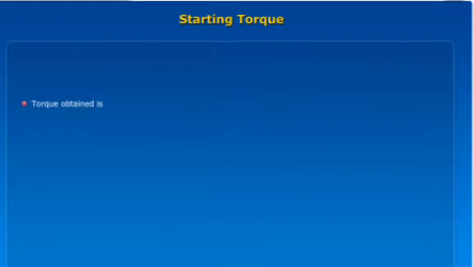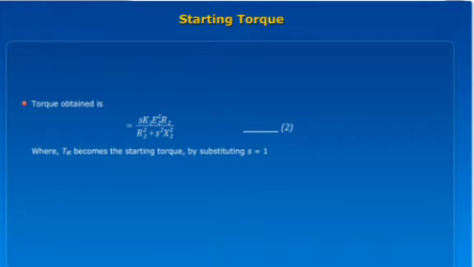Torque equation, maximum torque. Substituting the value of slip s equal to R2 by X2, the equation for T maximum is given as. Since E2 is nearly constant, T maximum is inversely proportional to X2. The maximum torque developed is inversely proportional to the standstill reactance of the rotor.